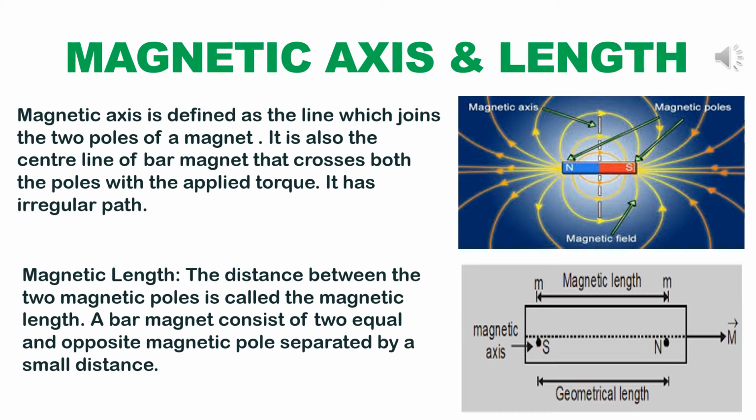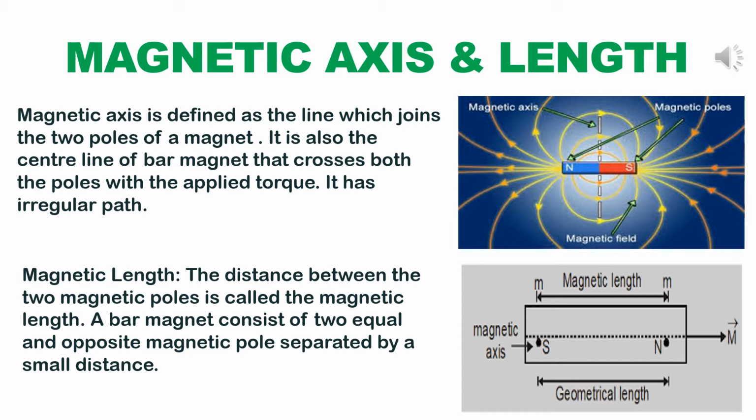Now, what is magnetic length? The distance between the two magnetic poles is called the magnetic length. A bar magnet consists of two equal and opposite magnetic poles separated by a small distance. See the diagram. Magnetic axis is there and magnetic length, just the distance between the two poles given over here.